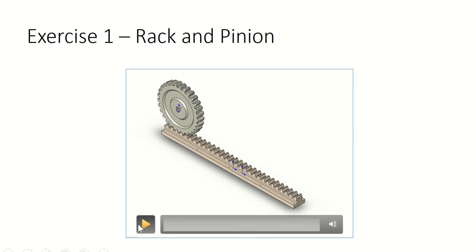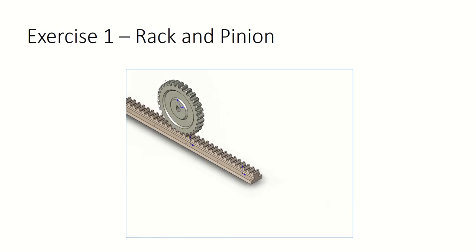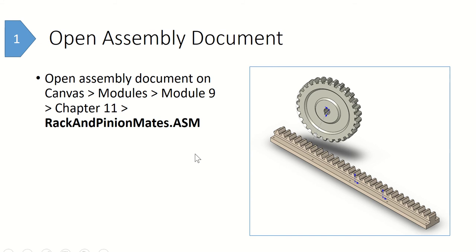So here's the first exercise. We're doing 2 exercises. The first step to complete that is opening the example from Canvas. It might not be module 9, just make sure it's chapter 11.